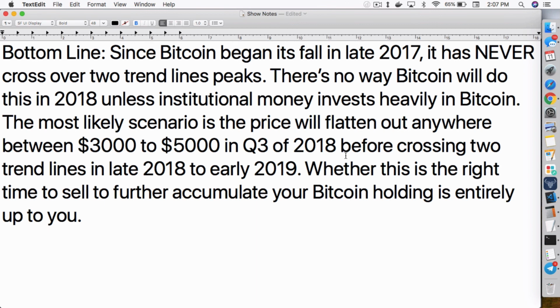I don't really think we're gonna hit 10,000 in 2018. But then it should at least cross the two trend lines. At least that's my guess. I could be wrong. It could be later. So whether this is the right time to sell to further accumulate your Bitcoin holding is entirely up to you. Again, not financial advice.